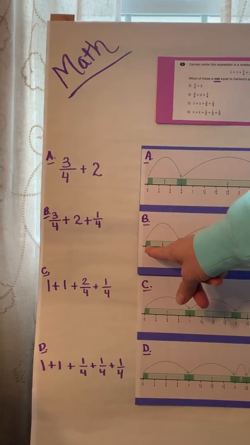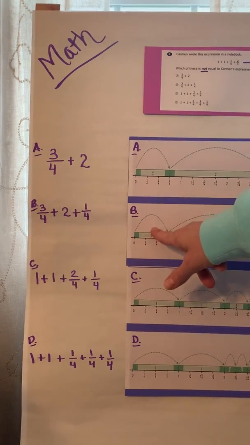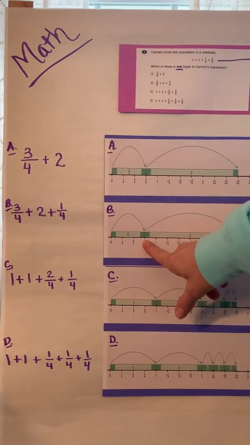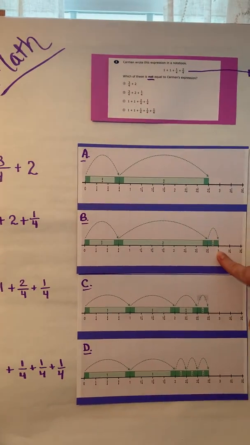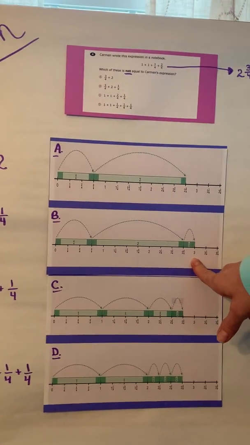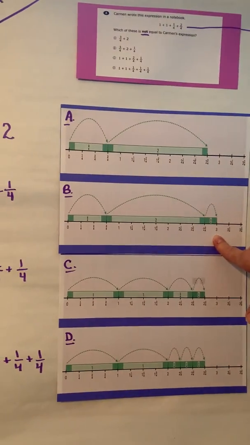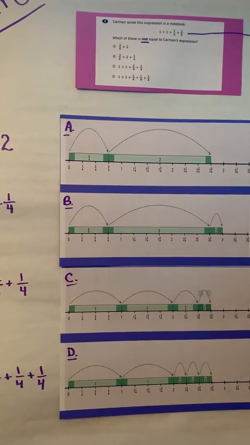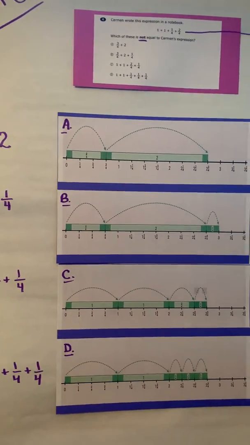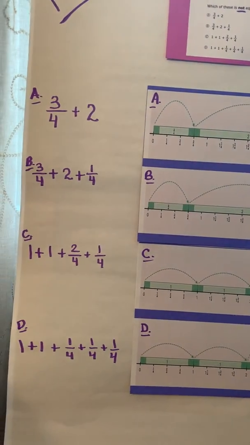Over here for B, I'm going to make a jump of 1/4, 1/4, 1/4 to get to 3/4. Then I'm going to jump 2. I'm at 2 3/4, and then another 1/4 jump. I end at 3. Well, already we know that that is not equal to the same as Carmen's expression. However, we do need to go on and look at C and D to see if one of those is also not equal.